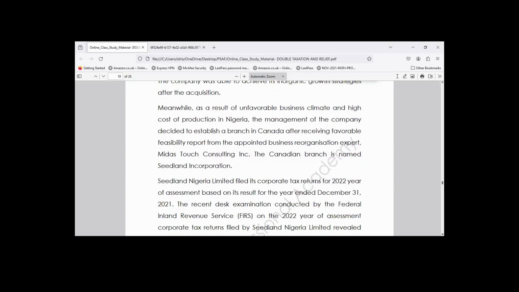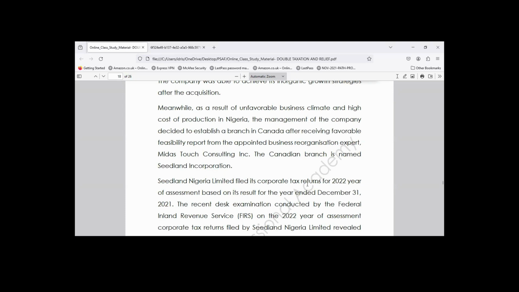Meanwhile, as a result of unfavorable business climate and high cost of production in Nigeria, the management of the company decided to establish a branch in Canada. After receiving a favorable feasibility report from the appointed business reorganization expert, Midas Touch Consulting Incorporation, the Canada branch is named Seedland Incorporation. In this question now, they have a branch in Canada. Here is called Seedland Nigeria Limited. The branch in Canada is called Seedland Incorporation.